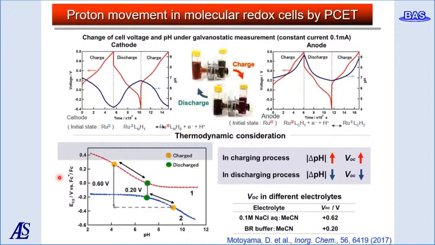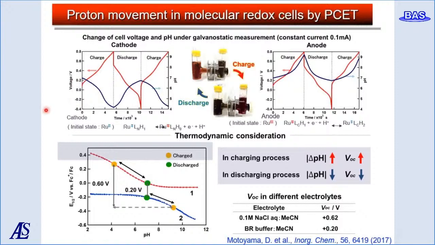The charging-discharging behavior of both cells, accompanied by pH change, is monitored and shown in these top figures. The red line shows the voltage change during the charging and discharging, and the blue line shows the pH change. When charging, the cathodic cell changed to acidic and the anodic cell to basic, and when discharged, both return to the neutral.